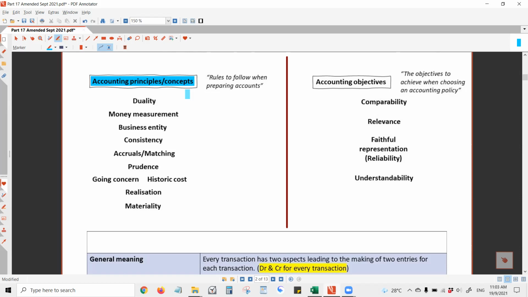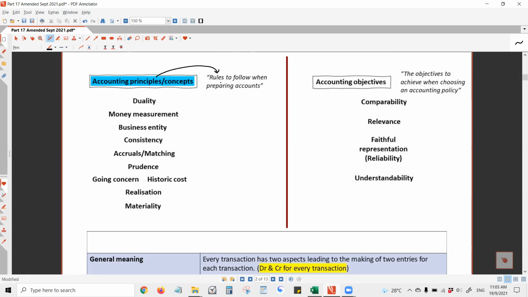Sometimes in a theory question, they ask you for maybe what is the meaning of prudence principle? What is the meaning of duality principle? Yeah, they may ask you questions like those. Okay, so what are accounting principles? Accounting principles, or accounting concepts, are the rules to follow when you do your accounting.